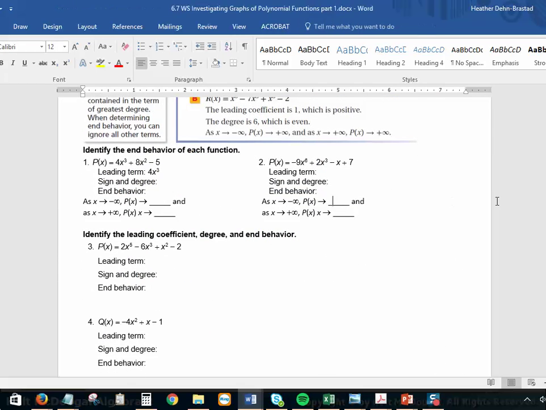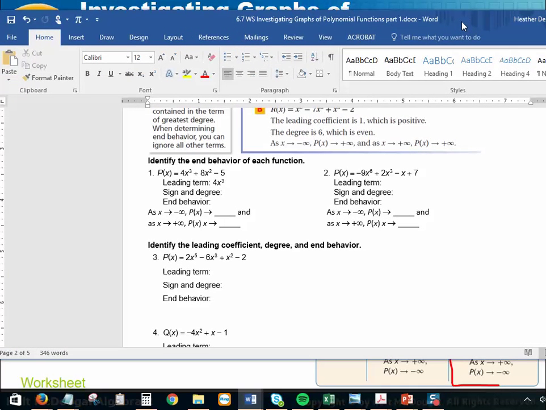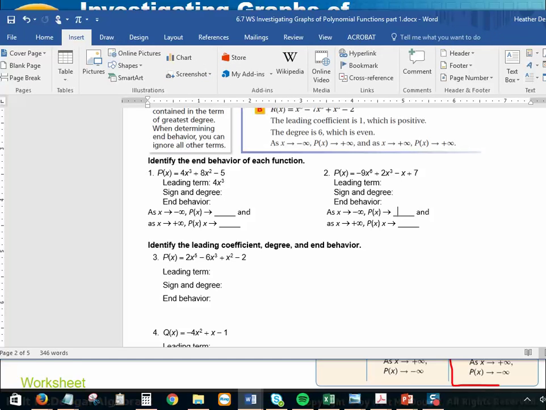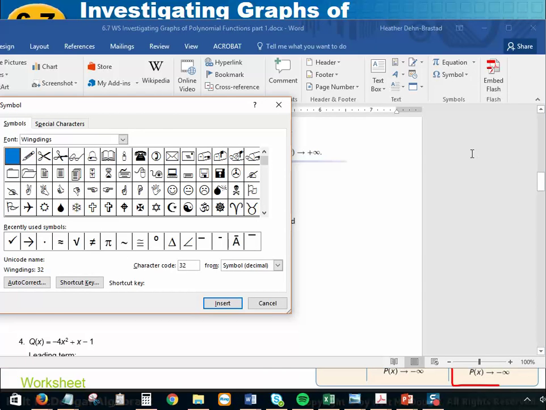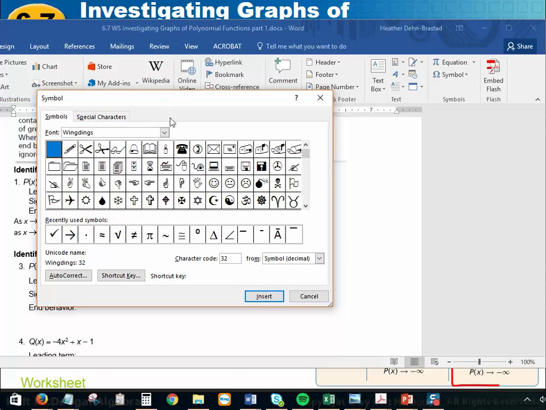Okay, so there's a couple different ways. One way is you could go to, let me make this worksheet a little smaller so you can see the top part. You could go to Insert, Symbol, and infinity is a symbol that is an option. Let's see if we can find it easily.